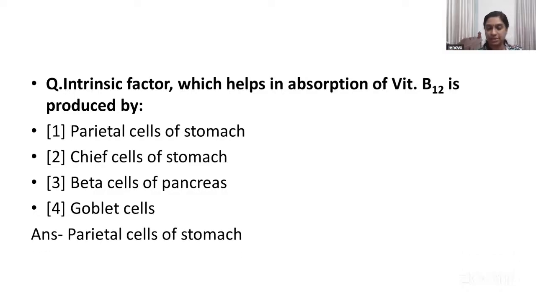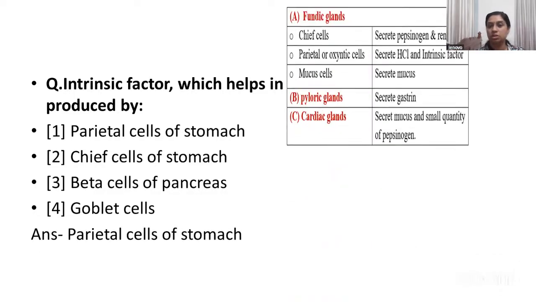It's the parietal cells. These are the secretions from different glands of stomach. The stomach is divided according to location into fundic glands, pyloric glands, and cardiac glands. In the fundic glands, there are different types of cells. Chief cells produce pepsinogen and renin. Chief drinks the Pepsi, like that you can remember. The parietal or oxyntic cells say 'hi', that means HCl and intrinsic factor are secreted from the parietal or oxyntic cells. And the mucous cells secrete the mucus.